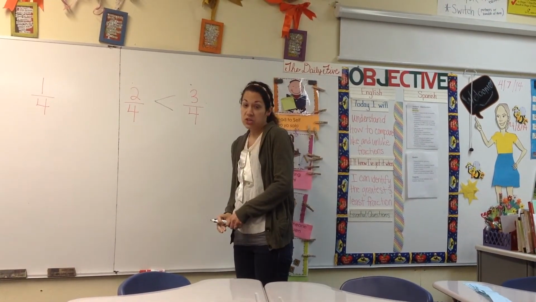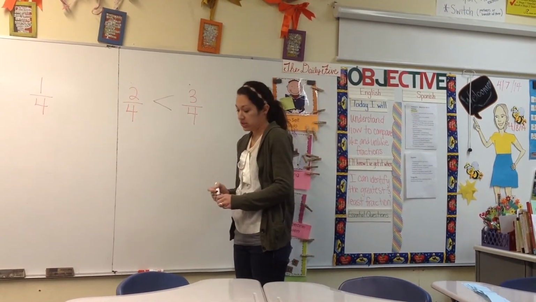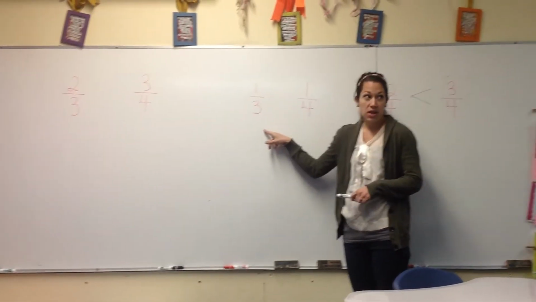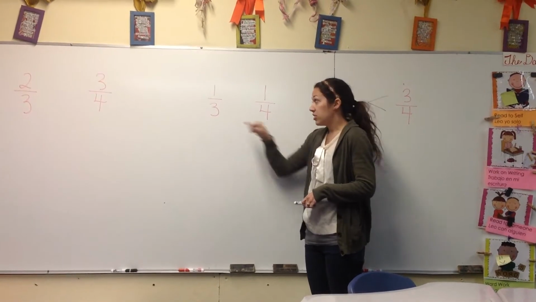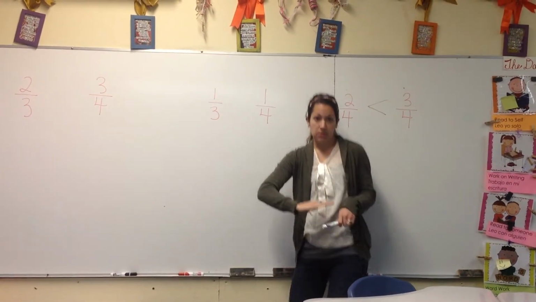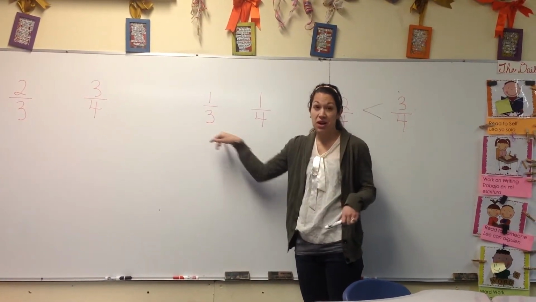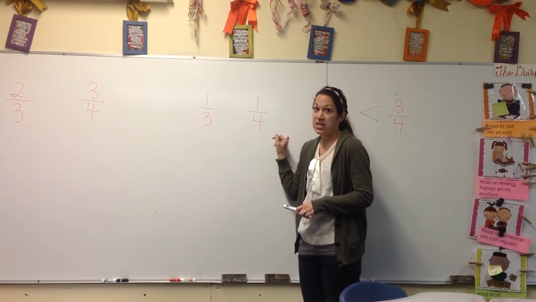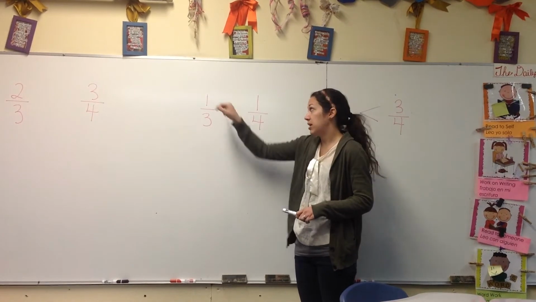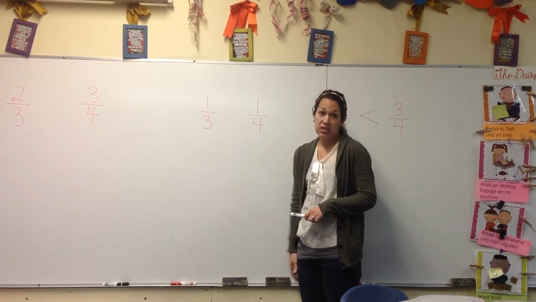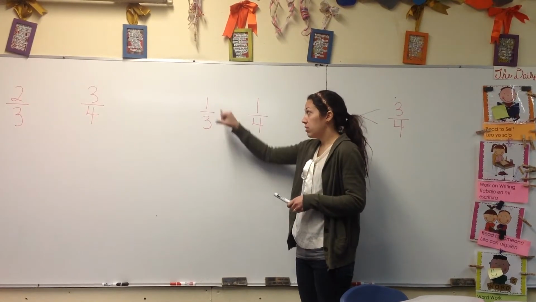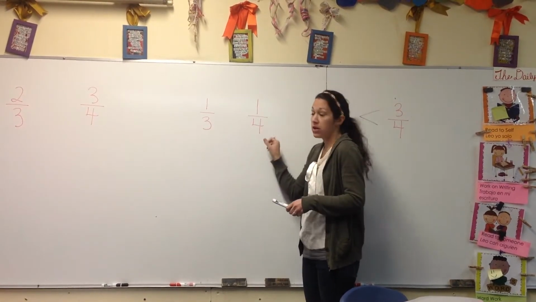Now we're going to move on to unlike fractions. So now I have 1/3 and 1/4. Our denominator, that bottom number, is different. These are unlike fractions. When I have unlike fractions, I have to look at the numerator. And in this case, my numerator is the same. I have 1/3 and 1/4.